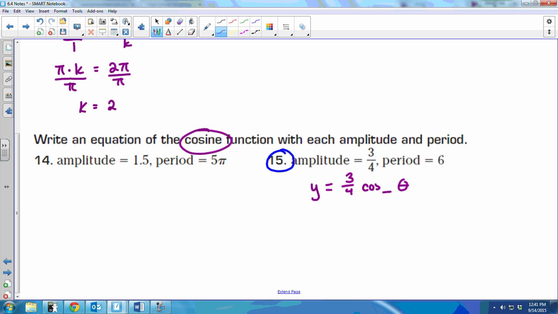We know the period is 6, but that is not k. So to figure out what k is. This one is the very bottom one in the corner. So we've got 6 equals 2 pi over k. Right? We can cross multiply. 6k equals 2 pi. We're solving for k. So we get 2 pi over 6, which reduces down to pi over 3. And so sometimes you'll have a pi still left over. That's okay.